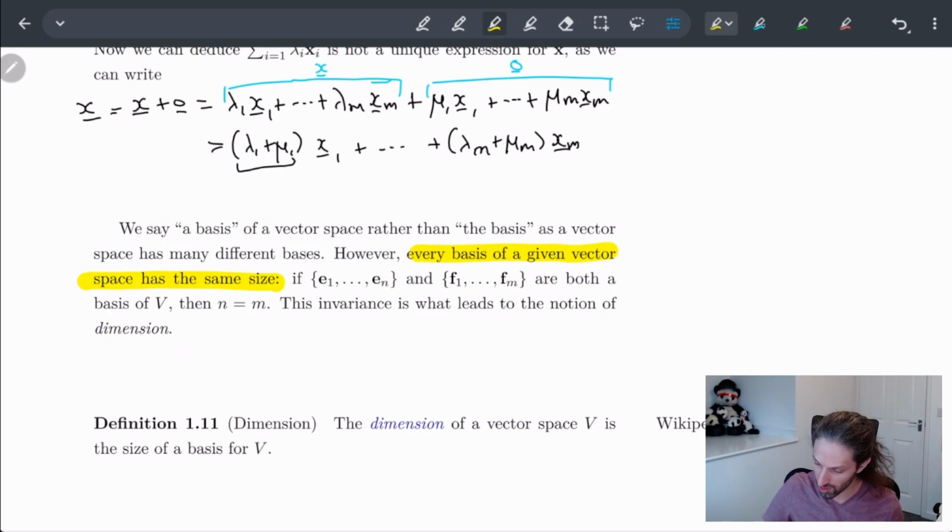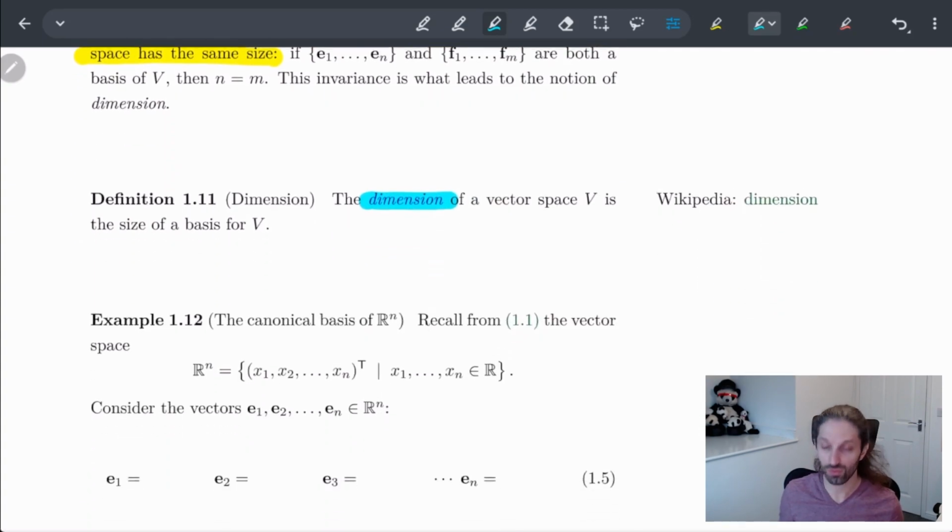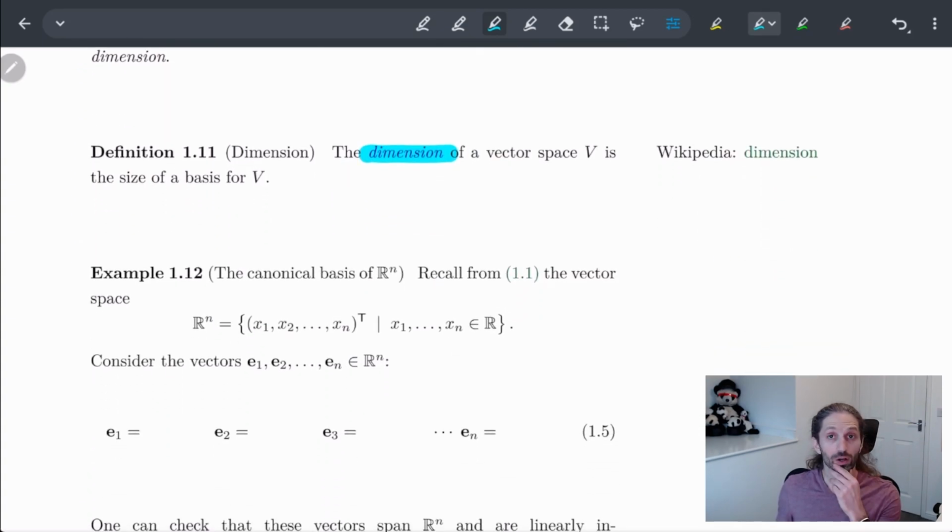So the dimension is nothing more than just the size of the basis. That's it. Super simple. So if that's the case, we should come up with some easy way to figure out what a basis is as a vector space. And luckily, there's a super easy way to get a basis of R^n. This is called the canonical basis.